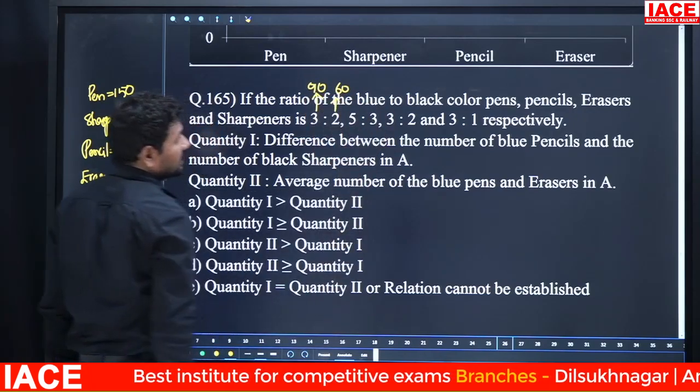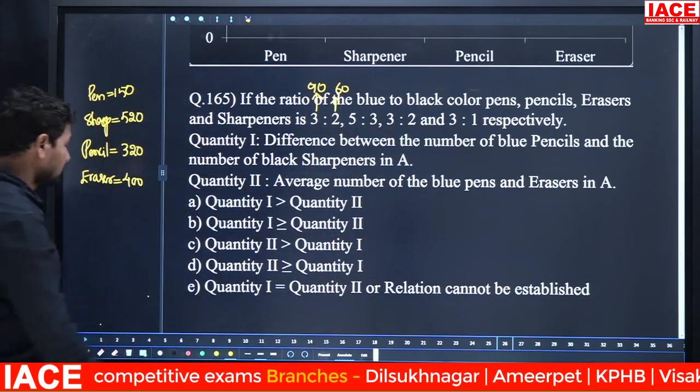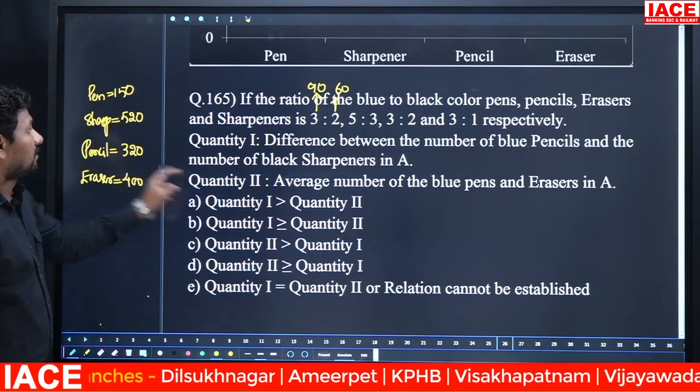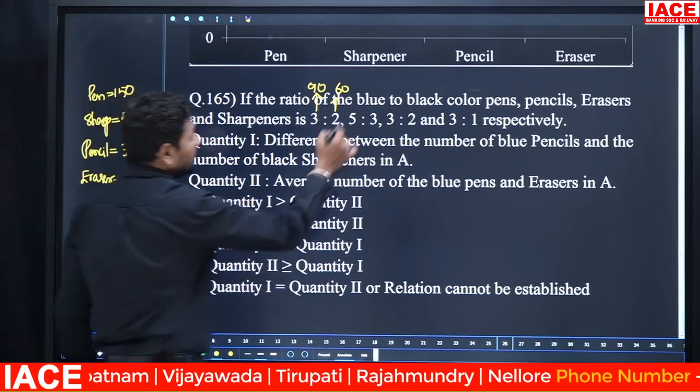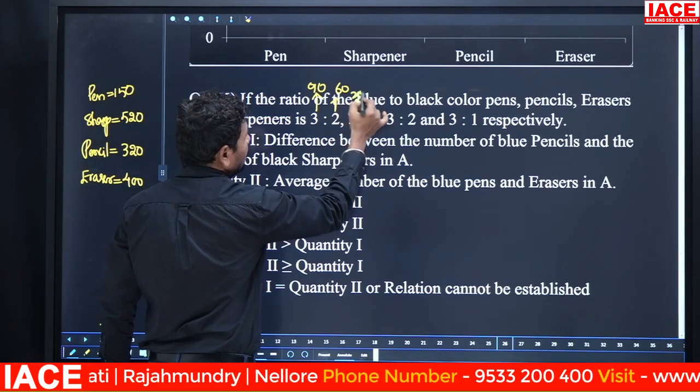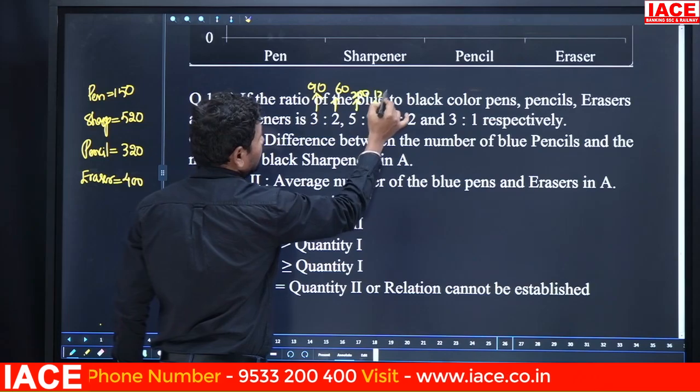Next they are asking about pencils. Pencils are 320. 5 plus 3 is 8 parts. 8 parts is equal to 320. 1 part is equal to 40. 5 parts is equal to 200. Then 3 parts is equal to 120.